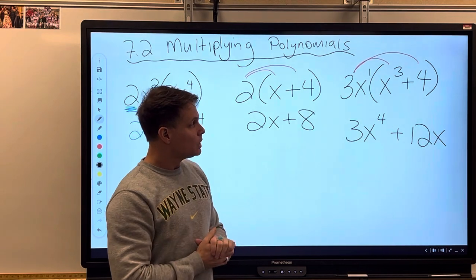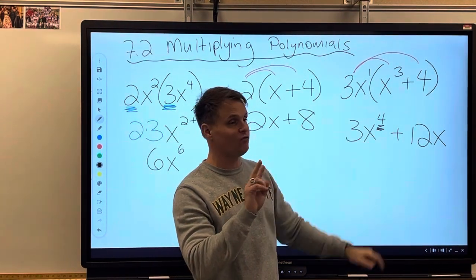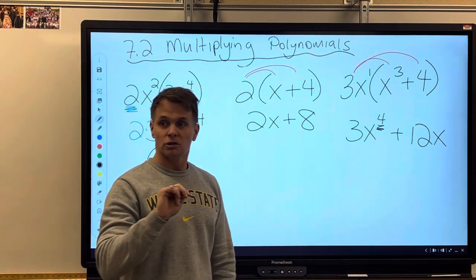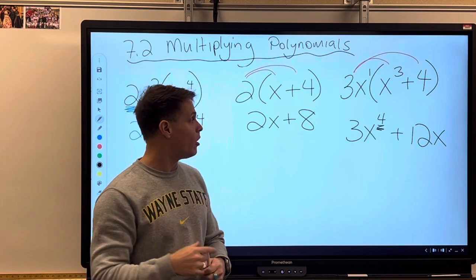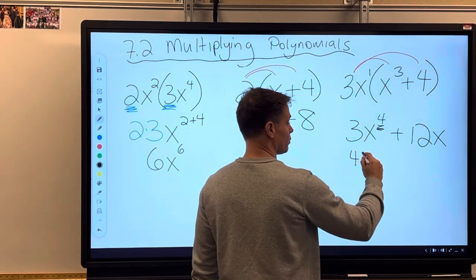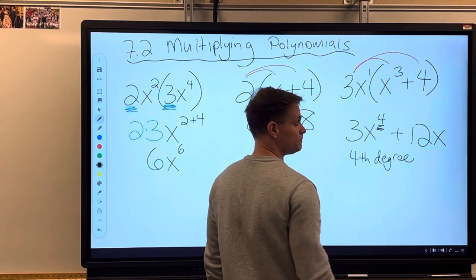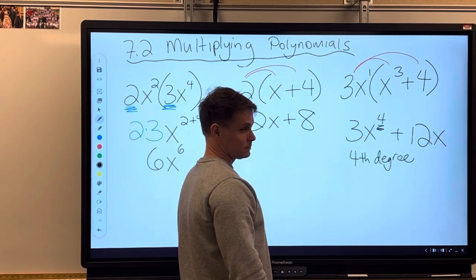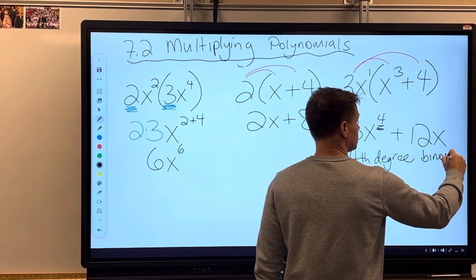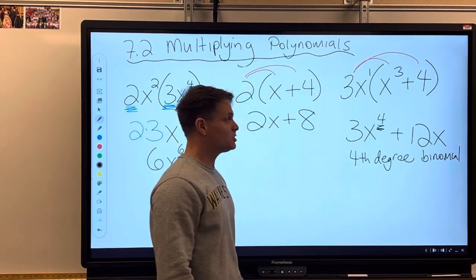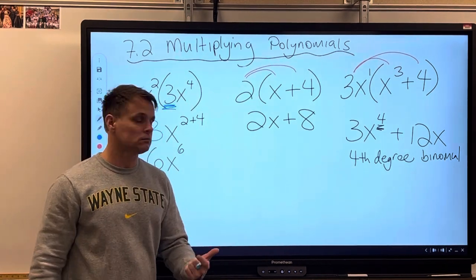Quadratic means that the highest exponent is 2. So this highest exponent is 4. Cubic is 3, and when it's more than 3, we would call it a fourth degree. Fourth degree binomial, because there's only 2 terms. Now, that's really good if you know that. Let's try one more.